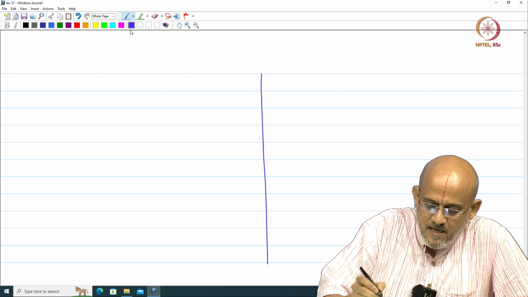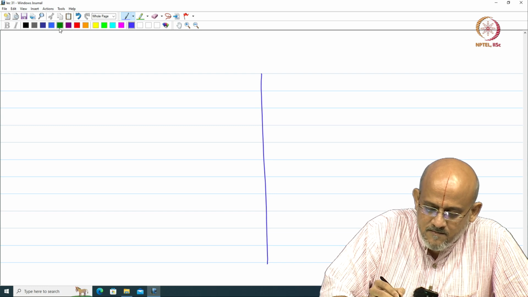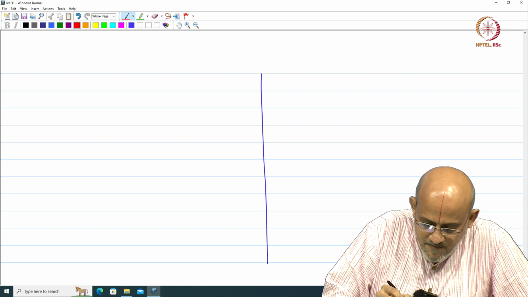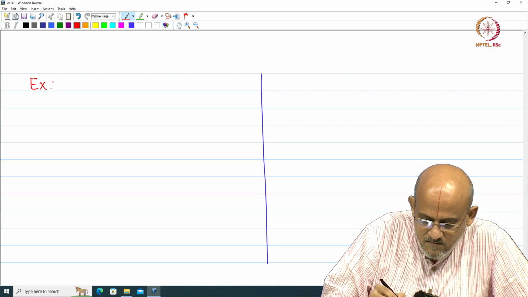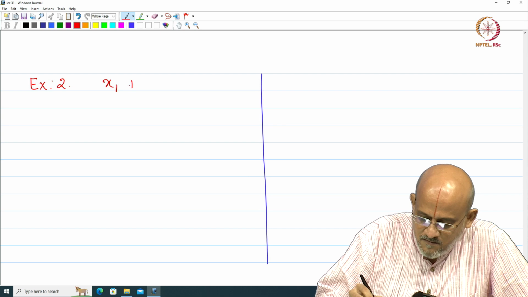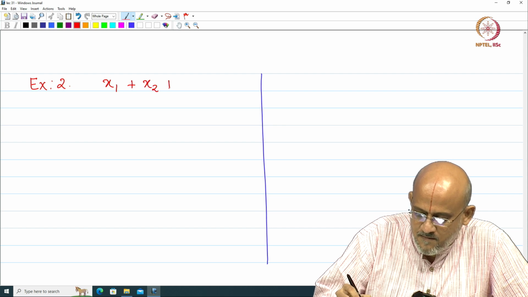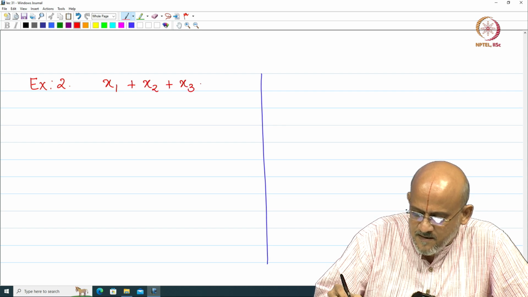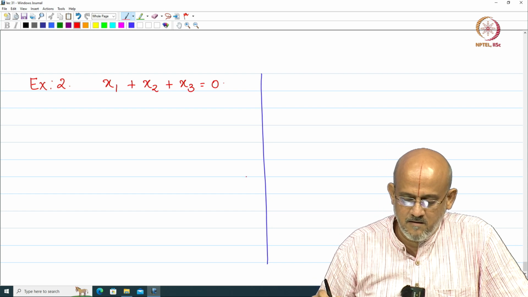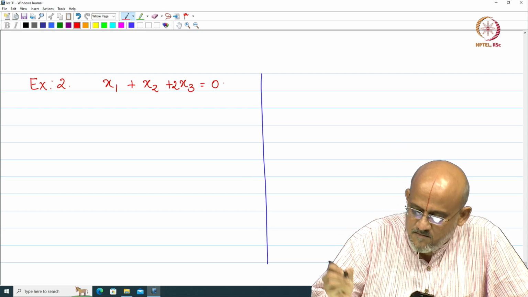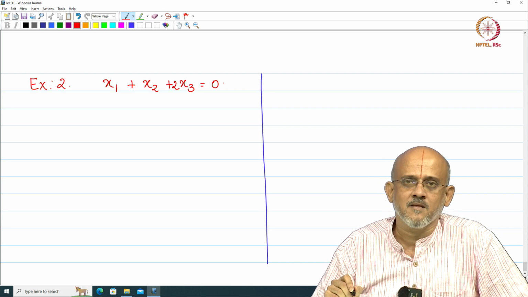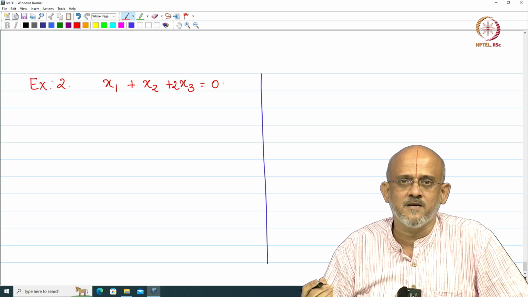So what is the second example that we want to take? Let us look at this. Example 2. Suppose I have x1 plus x2 plus 2x3 is equal to 0. Let us take this. Now what am I looking for again?